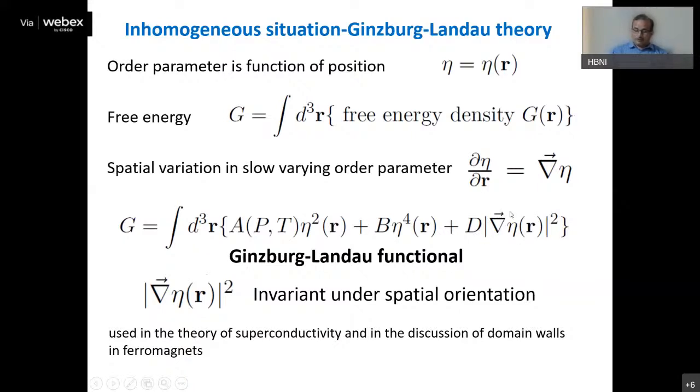But the order of this gradient term has to be such that it does not compromise the symmetry of the free energy. So this is the higher order term of this second order term of this gradient, which is basically invariant under the spatial orientation. This we have to use in order to write the Gibbs free energy. This is called the Ginsburg-Landau function.